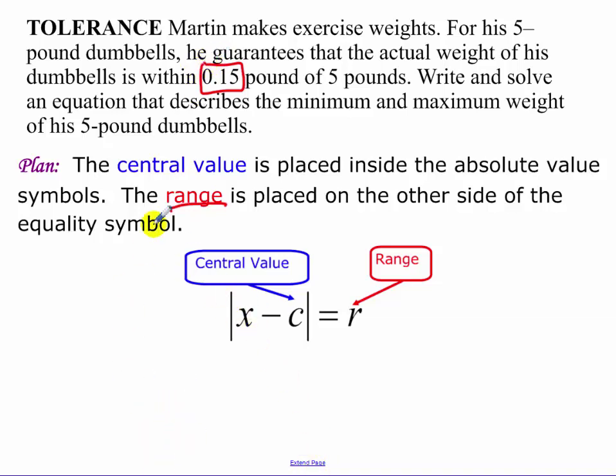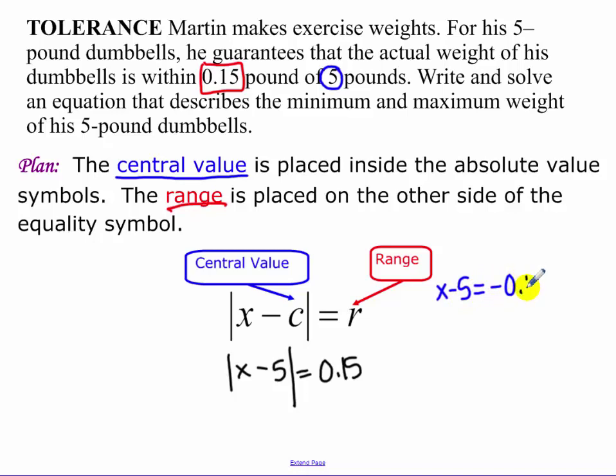What is the central value, or the value that this range is going to come off of? That's 5 pounds. So we're going to have the absolute value of x minus 5, our central value, equals 0.15. So now I have two equations. I have x minus 5 is equal to negative 0.15, and x minus 5 is equal to a positive 0.15.